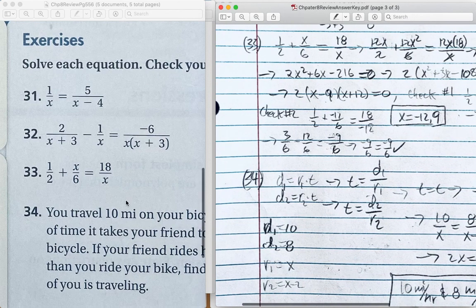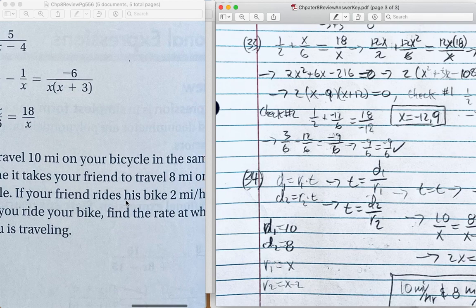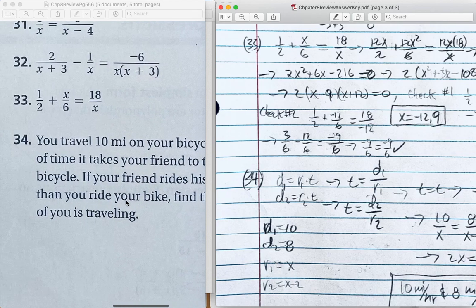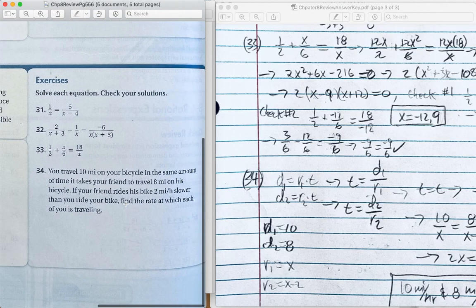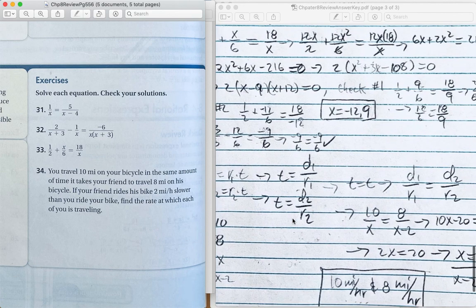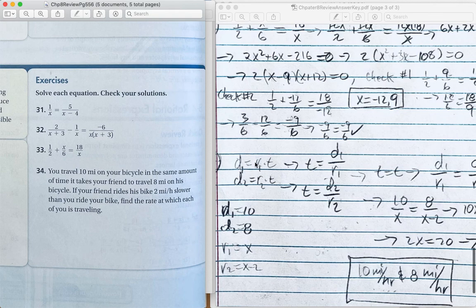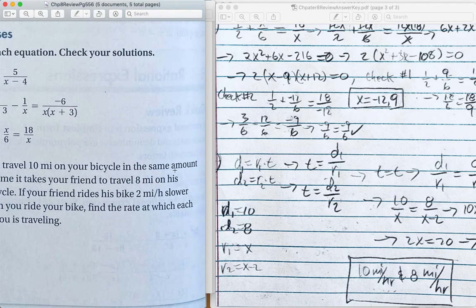Okay. So the last problem says I travel 10 miles on my motorcycle, and in the same amount of time your friend travels 2 miles per hour slower to travel 8 miles. How far did the person go? Or what's the rate of both of you guys? So this is distance equals rate times time. D equals RT. What we have that's the same is it says it takes the same amount of time.